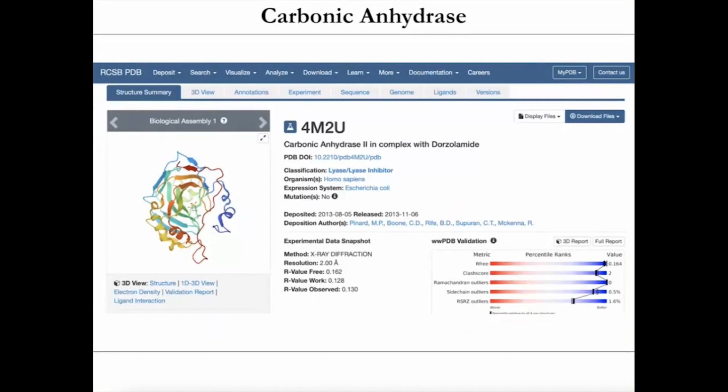And so here's the structure we're going to look at very quickly. So it's 4M2U, carbonic anhydrase in complex with dorzolamide. The organism, it's from humans, but it was expressed in E. coli. So this is a recombinant protein that was purified. And it was deposited in 2013, determined by X-ray diffraction with a high resolution of 2 angstroms.